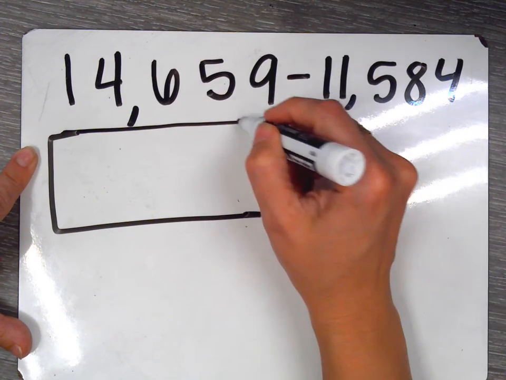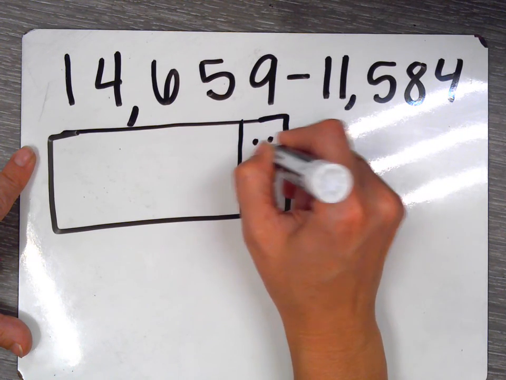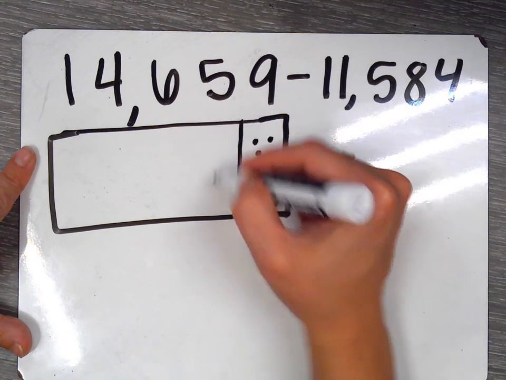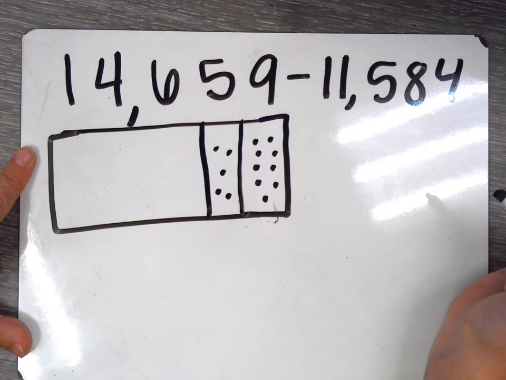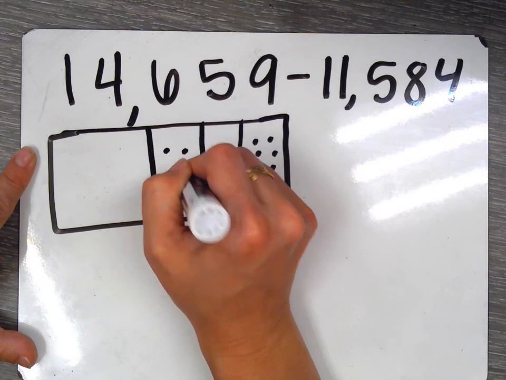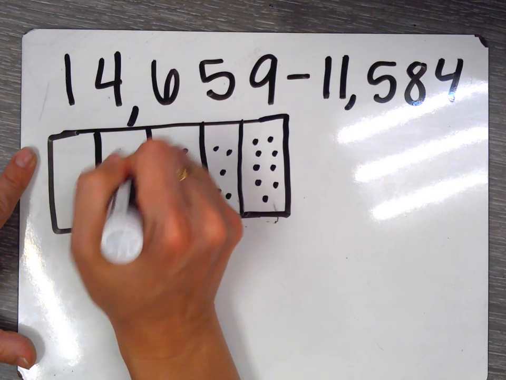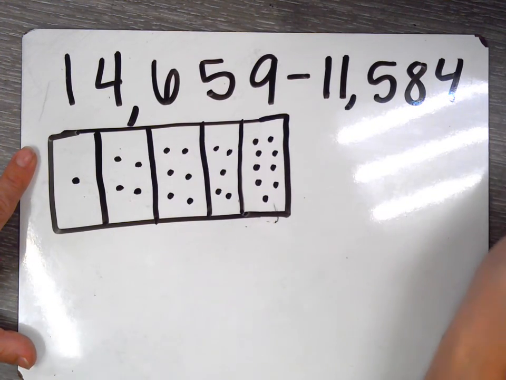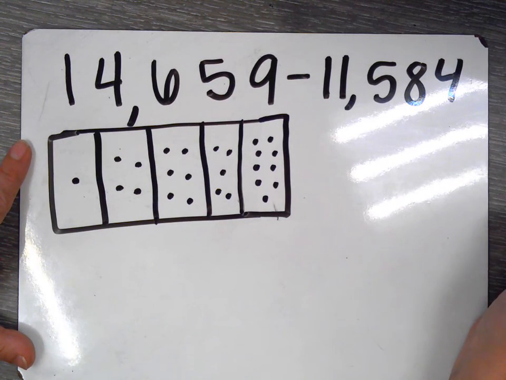Okay, so we're going to start with our ones column. How many ones do I have? I have 9. 1, 2, 3, 4, 5, 6, 7, 8, 9. Now I'm going to look in my tens column. How many tens do I have? I have 1, 2, 3, 4, 5. I'm going to look in my hundreds column. I have 6 hundreds. 1, 2, 3, 4, 5, 6. Look in my thousands. I have 1, 2, 3, 4. And look in my 10,000s and I have 1. I do not expect you to do this for every problem. I'm just modeling and explaining why we regroup and how we borrow.